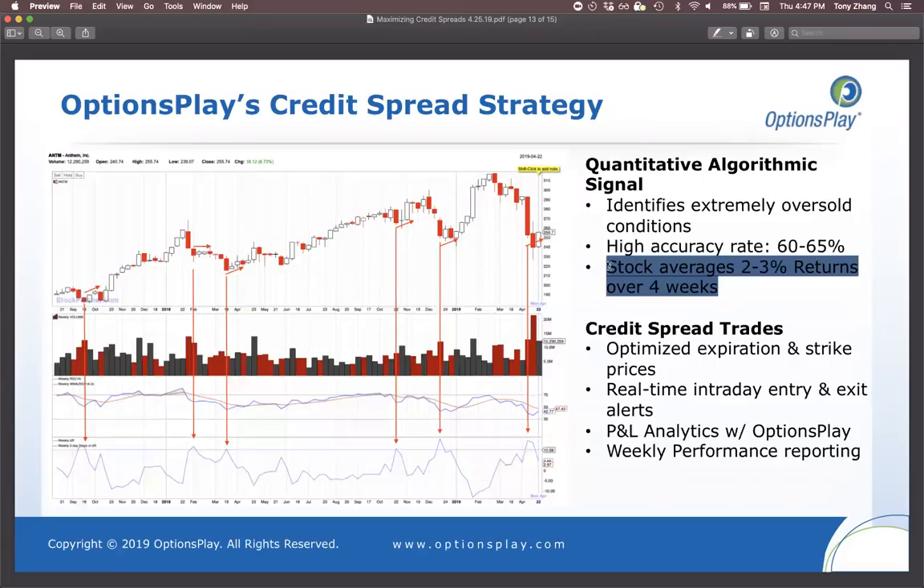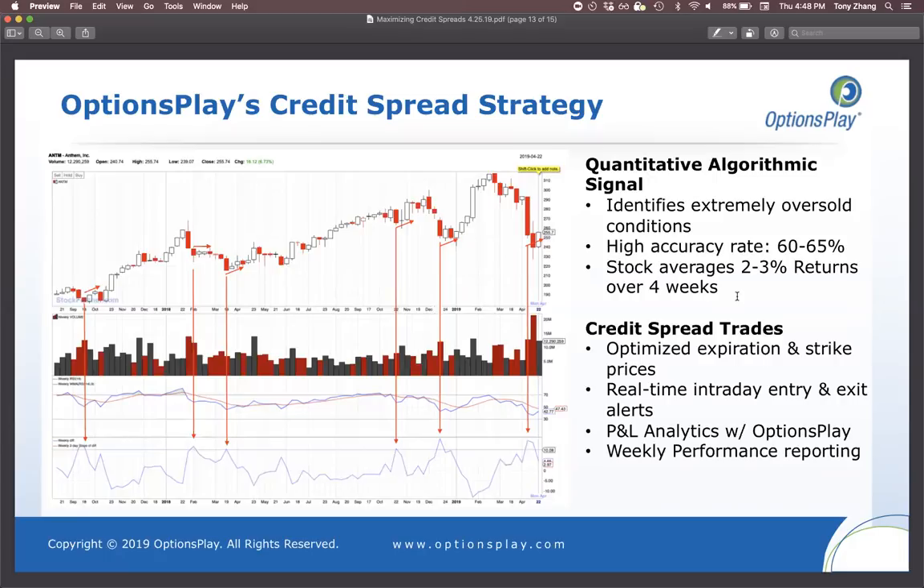Because when you're selling credit spreads, you want high probability signals. The stock doesn't have to move very much in your favor, because even if it stays flat, you can still make money on a credit spread. That's the benefit of it. But you do need to have very high accuracy rates. So those are some of the things that we optimize for in our models.